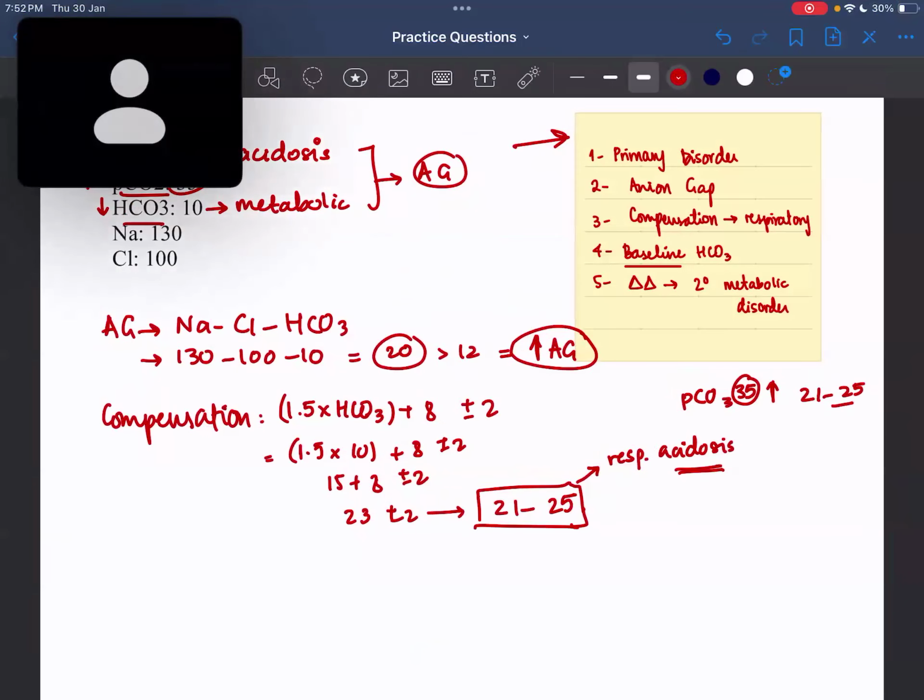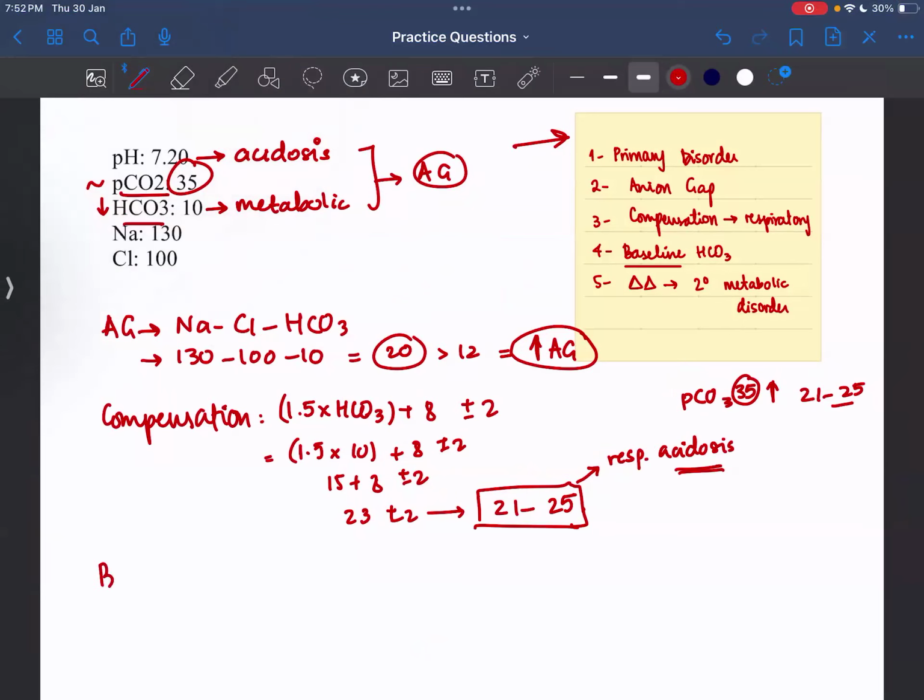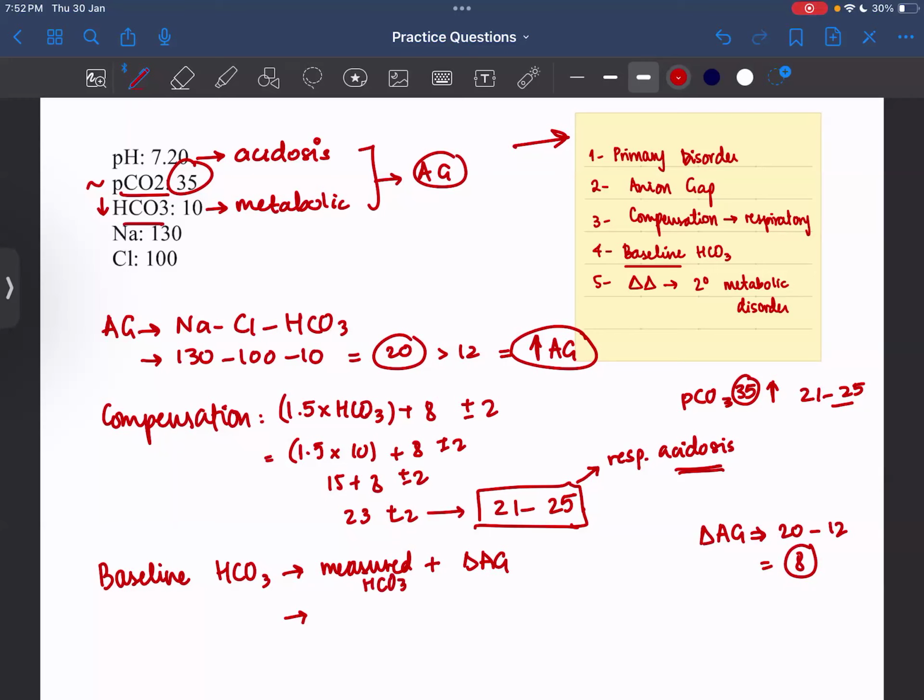So the next part is calculating our baseline bicarb, which, as I mentioned earlier, we want to know whether we started with a completely normal pH, or before this metabolic acidosis even occurred, was there something else going on? So the formula for baseline bicarb is measured bicarb plus the change in anion gap. Before this, we calculate the change in anion gap: our anion gap was 20 minus 12, so the delta AG would be 8. Our measured bicarb in this situation is 10, and 10 plus 8 would be 18.